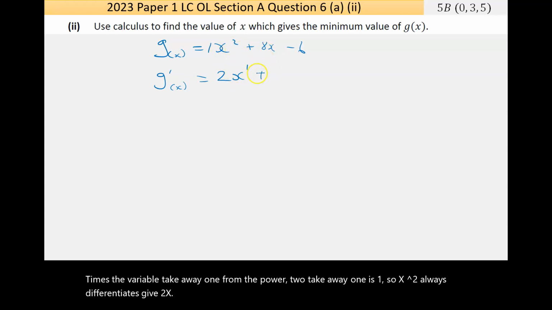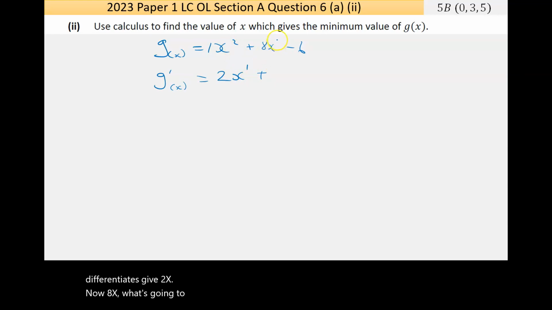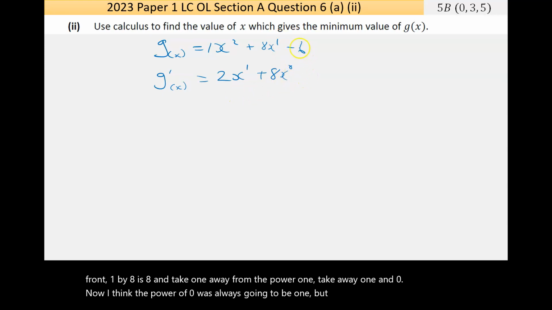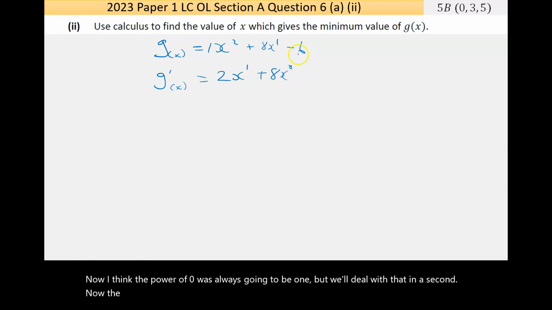Now 8x, what's going to happen there is, there's a power of 1 here. 1 by the number in front, 1 by 8 is 8. And take 1 away from the power, 1 take away 1 is 0. Now, anything to the power of 0 is always going to be 1, but we'll deal with that in a second. Now, the number at the end, minus 6, any number, when differentiated, always turns into 0.